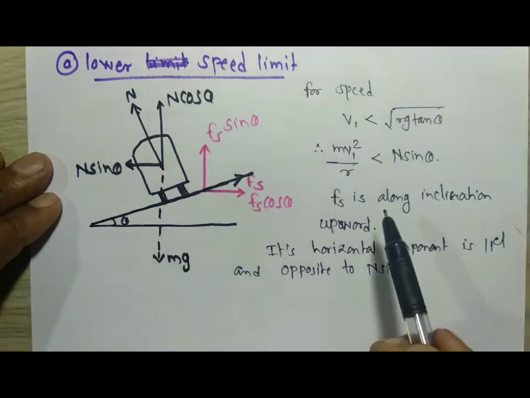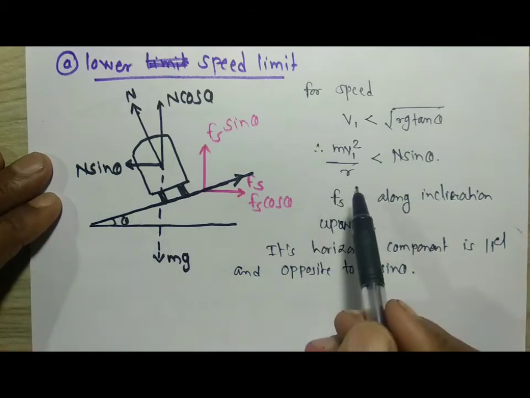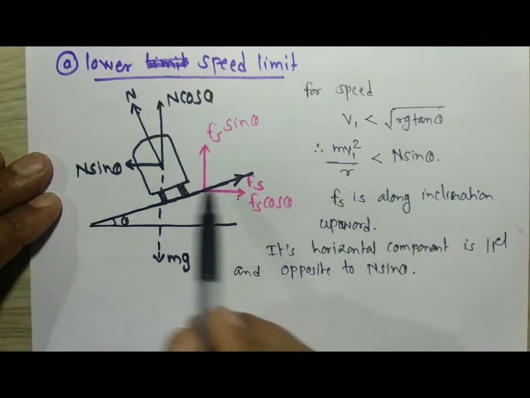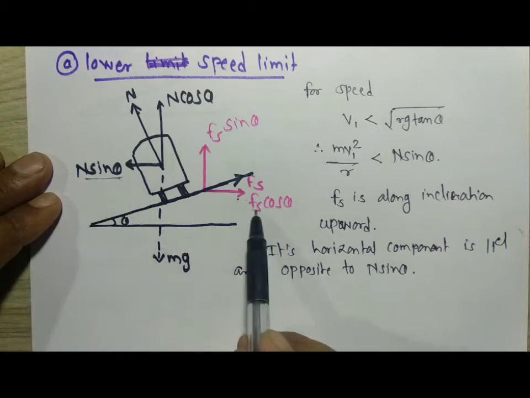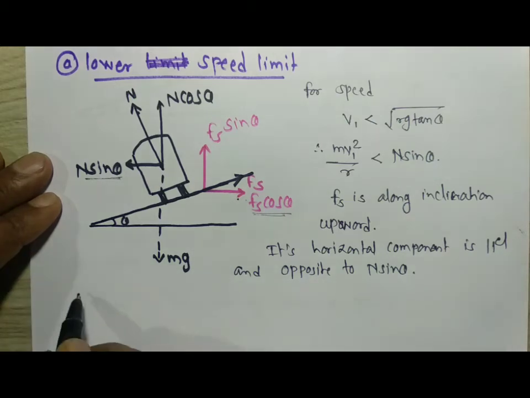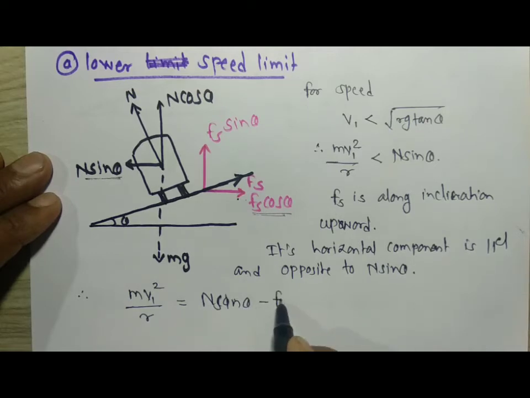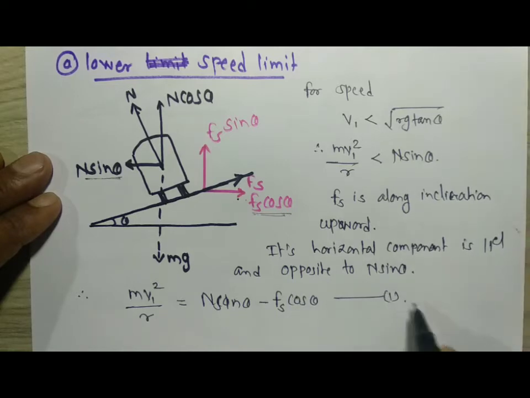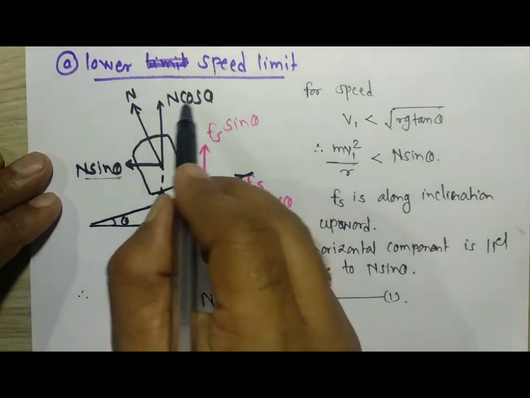is acting opposite to that, away from the center of the circle, and therefore these two forces, that means n sin theta and f cos theta, are useful to balance the centripetal force acting towards the center, and therefore you will get m v1 square divided by r is equal to n sin theta minus fs cos theta. This is equation 1.